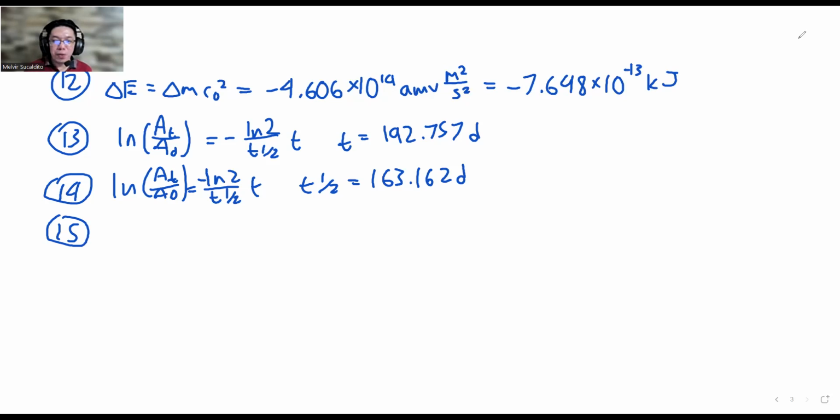Next, number 15. We're finding the amount left after 12.3 years and after 49.3 years for tritium. So you started with 48 milligrams of tritium. Very similar na equation.